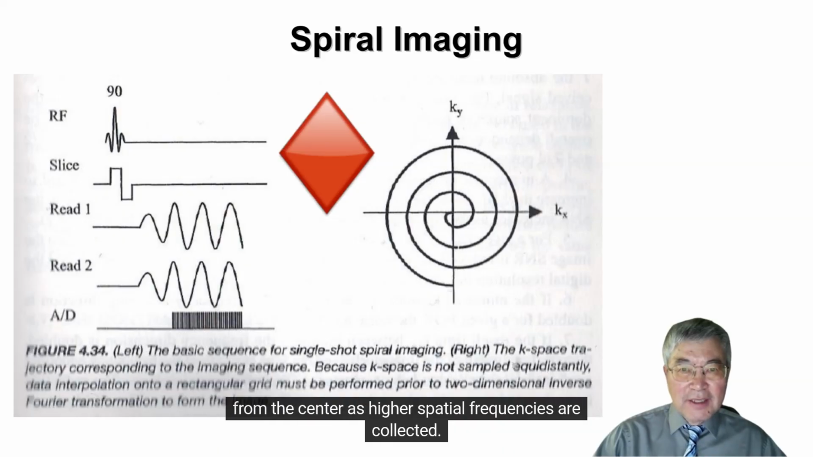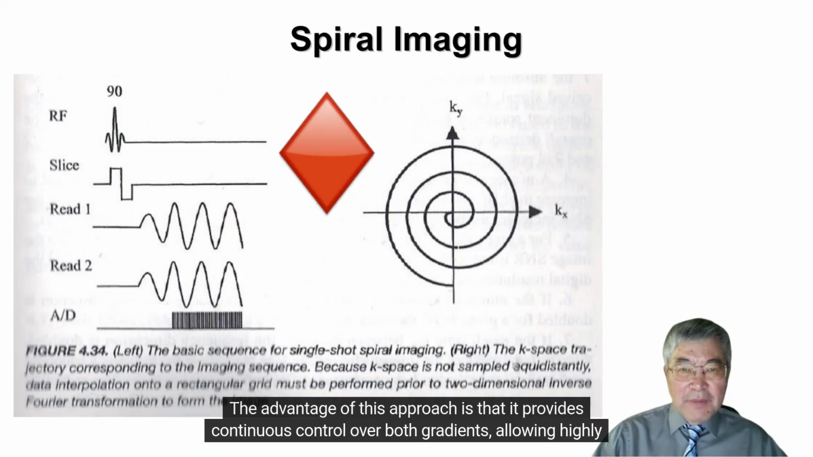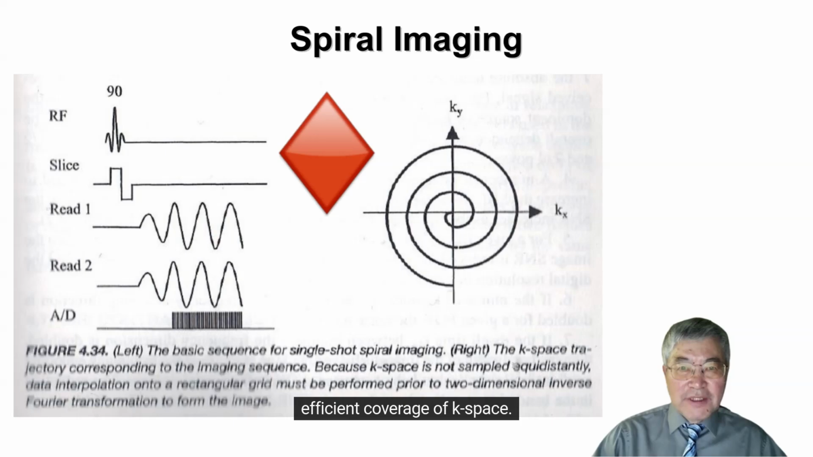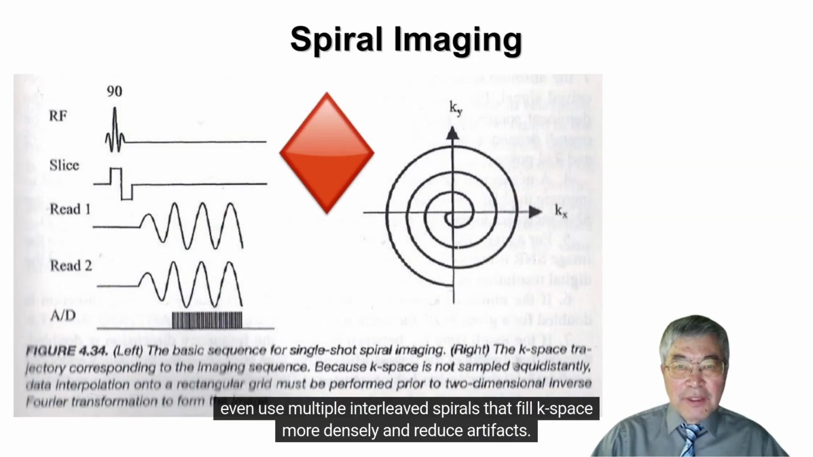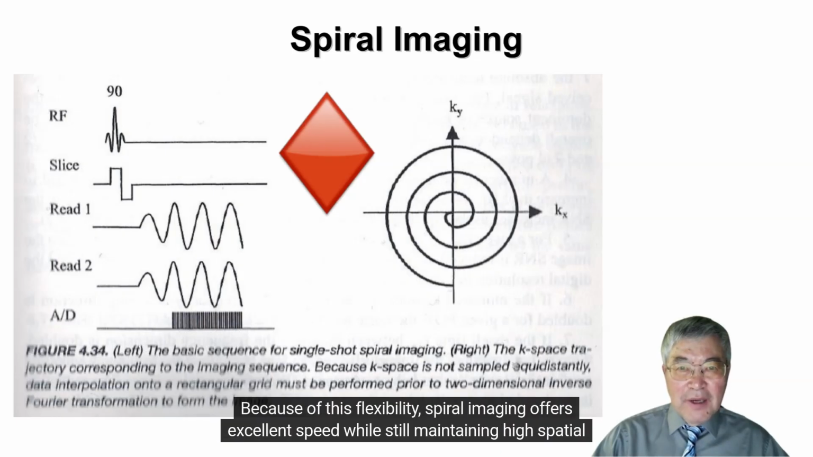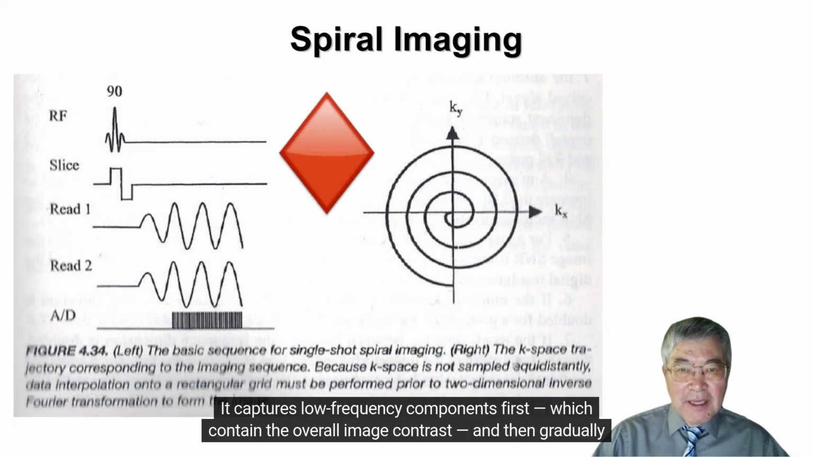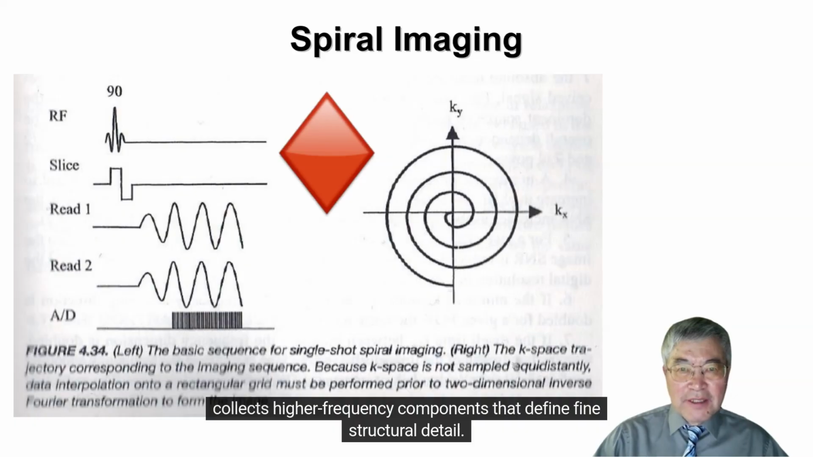The advantage of this approach is that it provides continuous control over both gradients, allowing highly efficient coverage of K-space. Depending on the design, the spiral can move from the center outward, from the periphery inward, or even use multiple interleaved spirals that fill K-space more densely and reduce artifacts. Because of this flexibility, spiral imaging offers excellent speed while still maintaining high spatial resolution. It captures low-frequency components first, which contain the overall image contrast, and then gradually collects higher-frequency components that define fine structural detail.